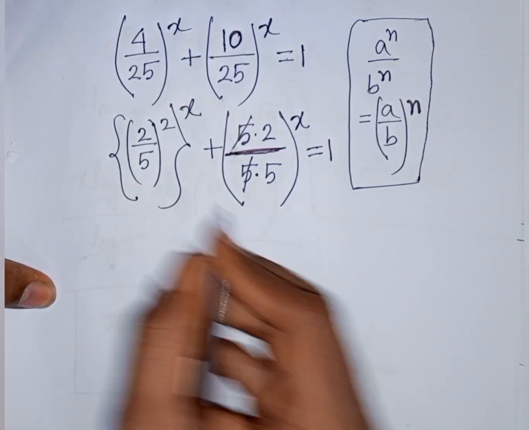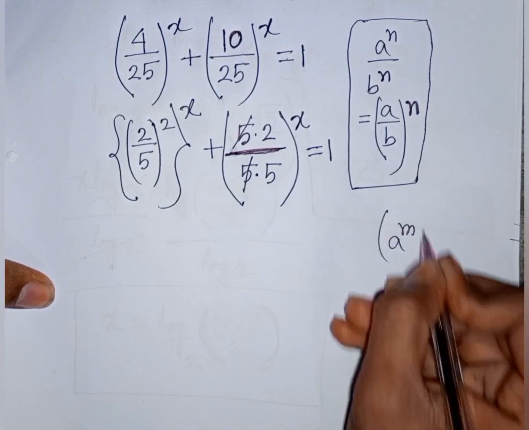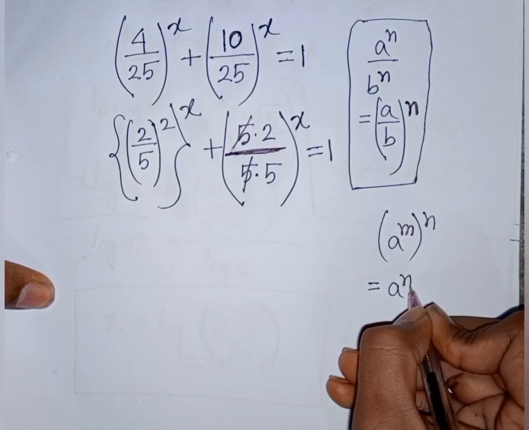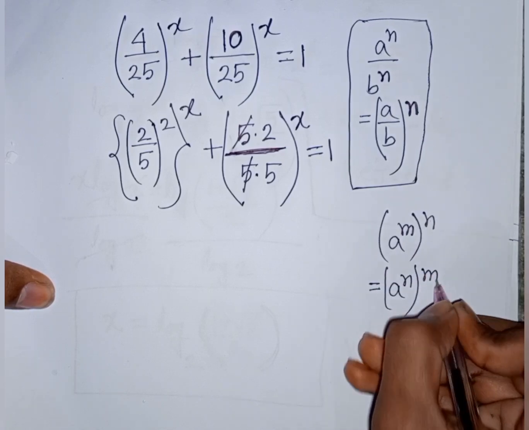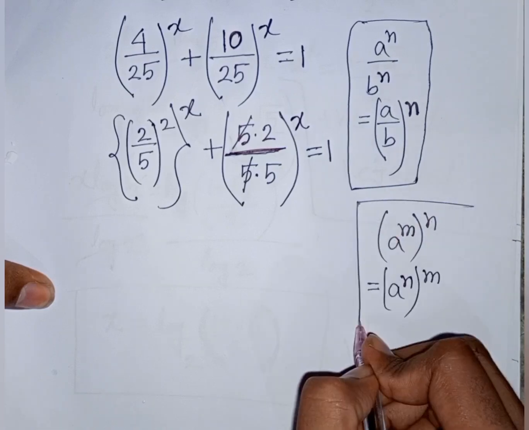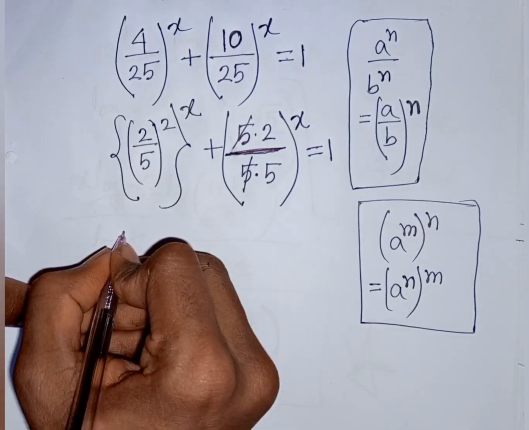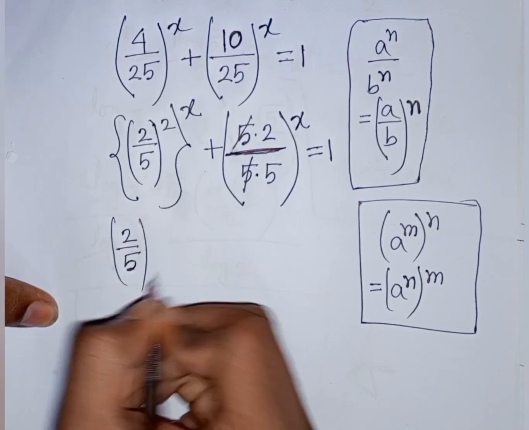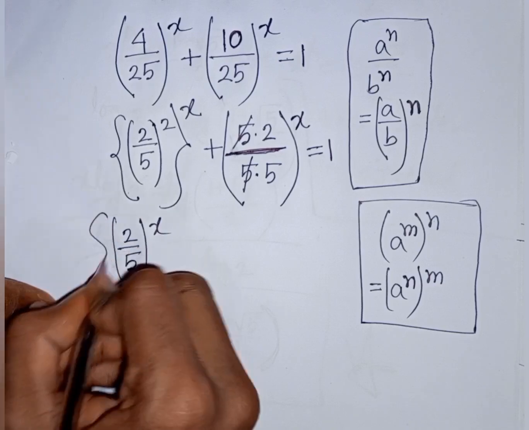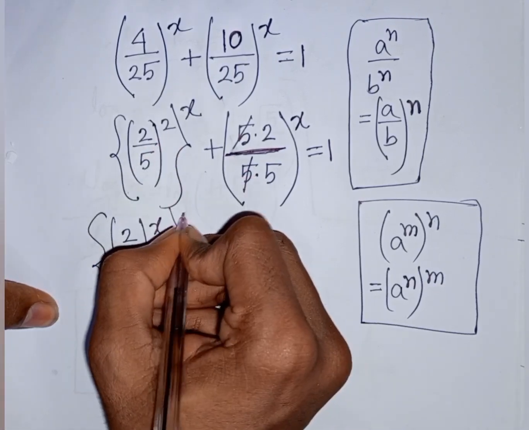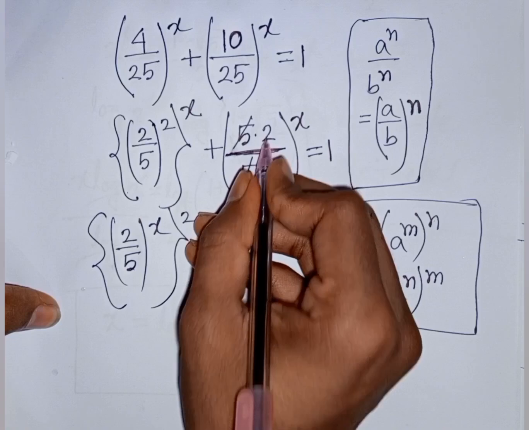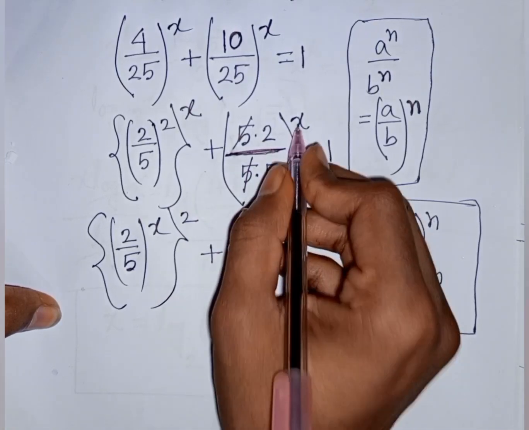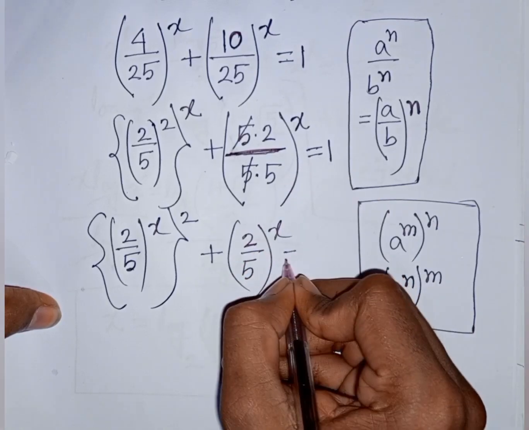Now here I can apply this exponential rule that a power m bracket power n is equal to a power n bracket power m. So according to this rule I can write here 2 by 5 bracket power x, then second bracket power of 2, plus 2 over 5, then bracket power of x is equal to 1.